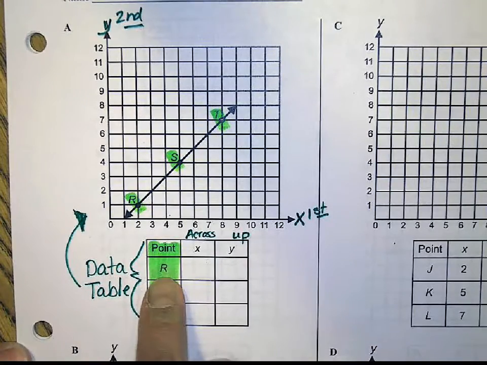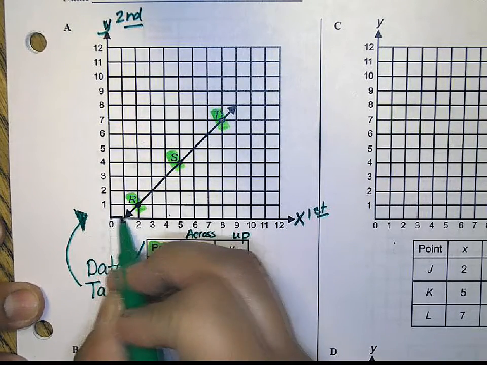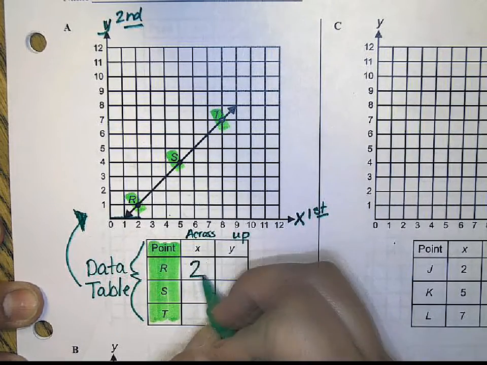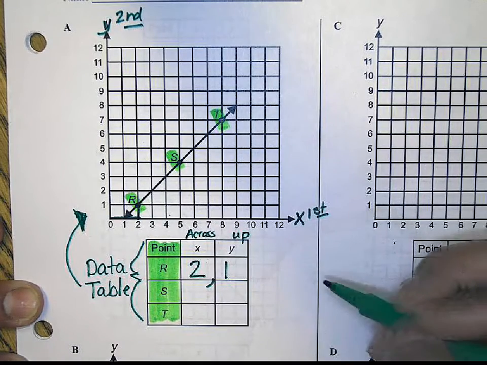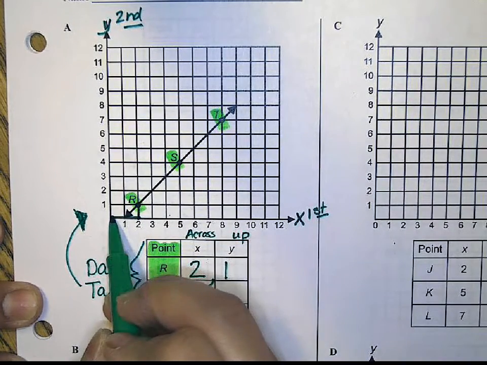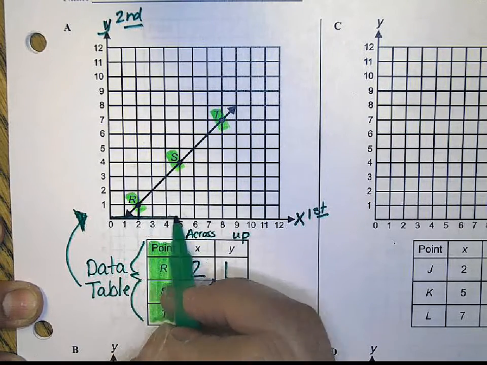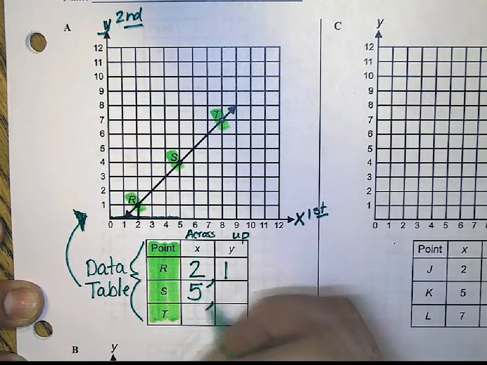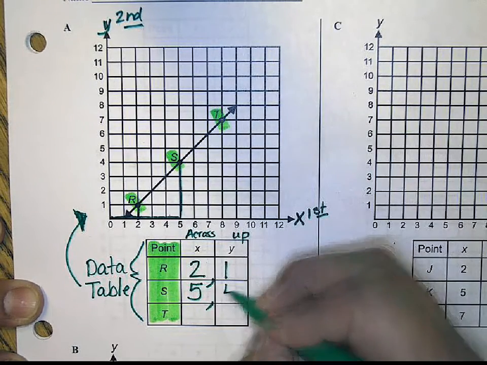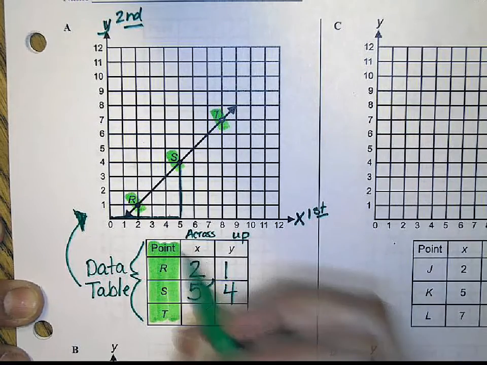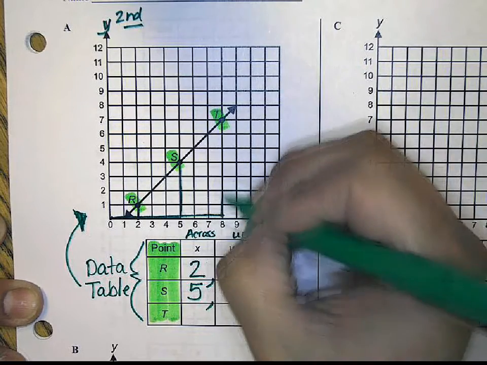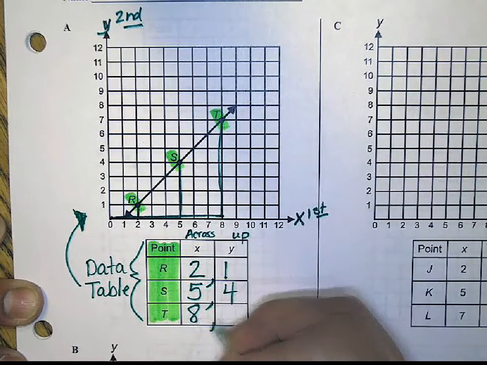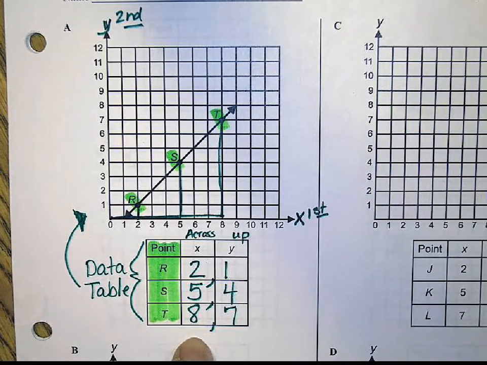Okay. Point R is located where? We go across, we're at 2, so my X is 2, comma, and my Y going up is 1. R is located at (2, 1). S: go across, I'm here at 5, and then go up to 4. T is located all the way at, I'm here at 8, and I go up to 7. That is your data for this coordinate grid.